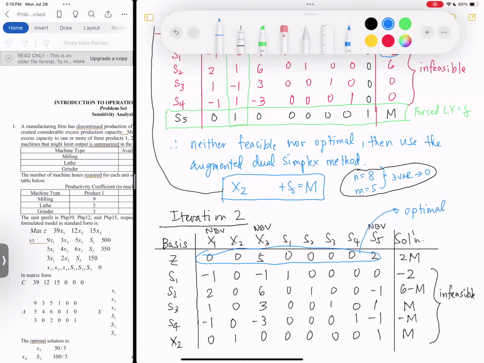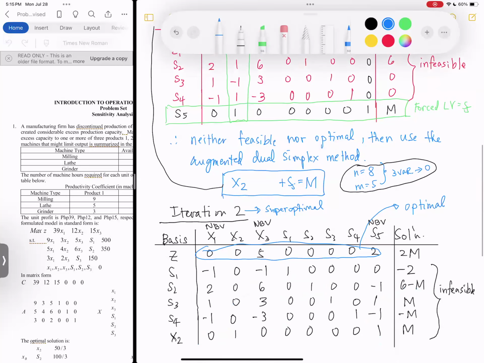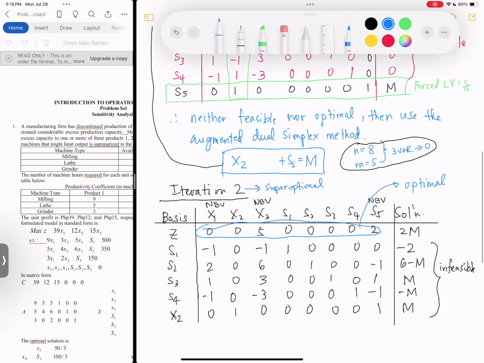Yes, sir. Okay, so you now have the combination of infeasible and optimal. And therefore, we now say that iteration 2 is, what do you call? Optimal po. Super optimal. So therefore, your first tableau, your first iteration was neither feasible nor optimal. Your second iteration is super optimal. This is your first super optimal tableau, okay?